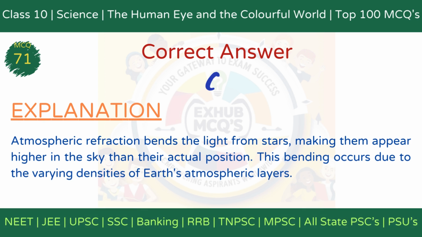The correct answer is option C, makes stars appear higher. Explanation: Atmospheric refraction bends the light from stars as it passes through the Earth's atmosphere, making stars appear higher in the sky than their actual position.